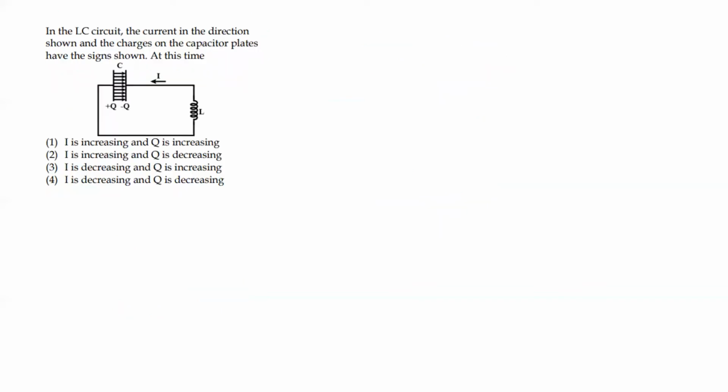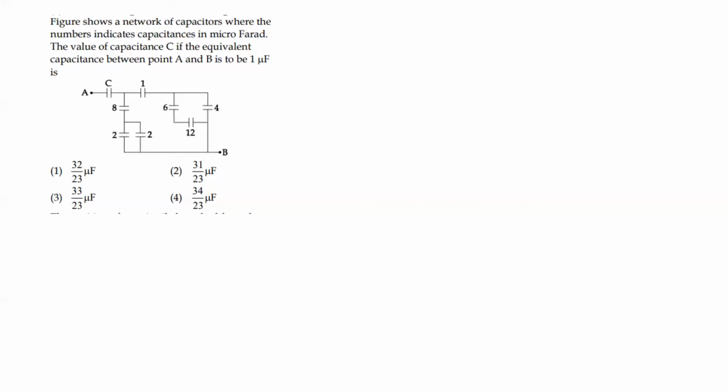Next, in the LCR circuit, the current is in the direction shown and the charge on the capacitor plates has the sign shown. So, from the positive charge, charge will move like this. Clear. So what happened? I increases in the inductor, Q decreases in the capacitor. Clear? Understand? Next, the figure shows a network of capacitors where the numbers indicate capacitance in microfarad. Find the value of capacitance if the equivalent capacitance between A and B is to be 1.